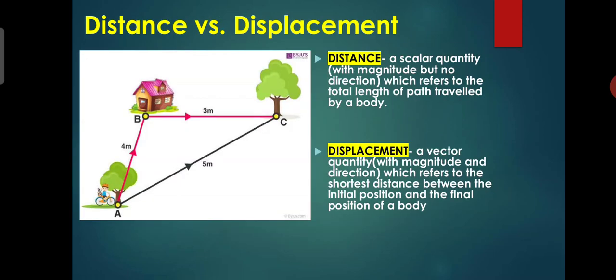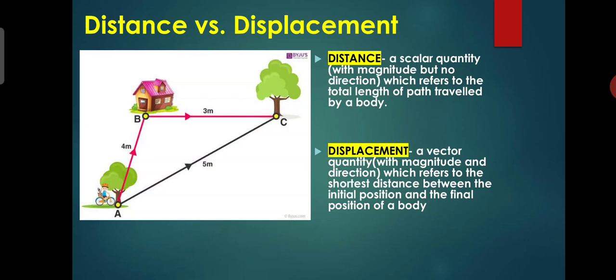Now here's the difference between distance and displacement. First of all, distance is a scalar quantity. Scalar quantities are quantities with magnitude but no direction. It refers to the total length of path traveled by a body. Let's take for example this figure. From point A, a boy rides his bicycle up to point B, and the total path covered from point A to point B is 4 meters. From point B, he moves to point C, and it covered 3 meters. If you sum up that path from point A to point C, you will have 4 meters plus 3 meters, you have 7 meters. That 7 meters is the distance covered.